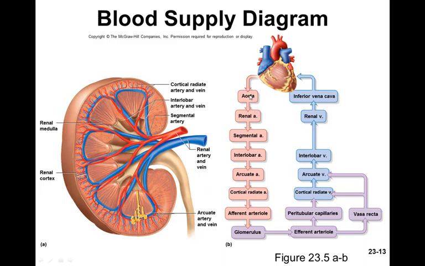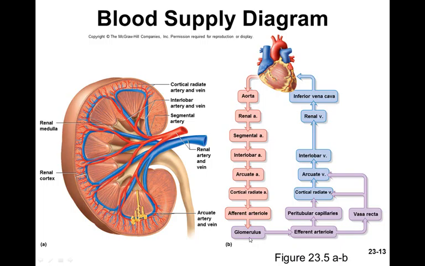So we go from the aorta to the renal artery, the segmental arteries, the interlobar, which is in the columns in between the pyramids, the arcuate, which is over the pyramids, and the cortical radiate, which we learned is the interlobular, also over the cortex. And then we go into each individual nephron, through the afferent arteriole, that it gets into glomerulus. The glomerulus is actually where the blood is filtered.